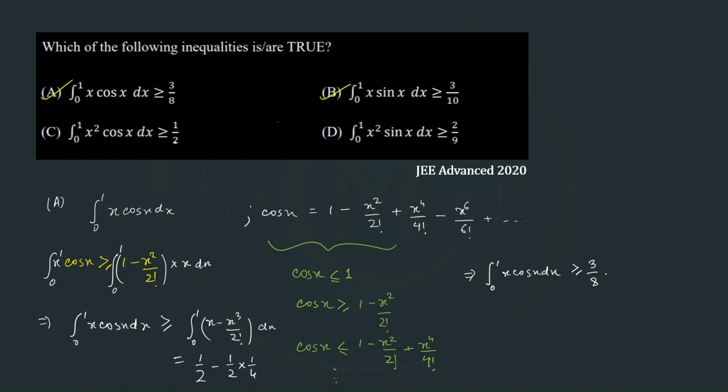These two conditions cannot simultaneously be true. That means option C is wrong. Now we have to check option D.